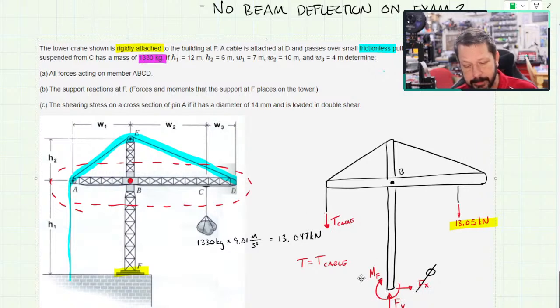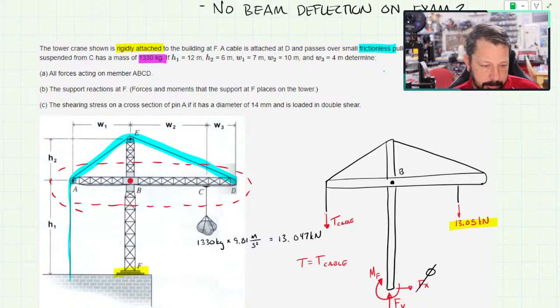I've already solved for Fx, so I could solve this now. I could figure out Fy with summation of forces in the y direction. I could find Mf by summation of moments about M, or about F. Okay. Don't see any chat questions, so I'm going to carry on.